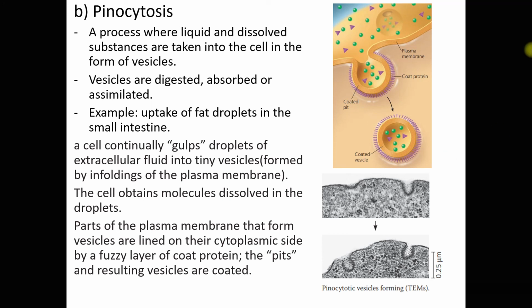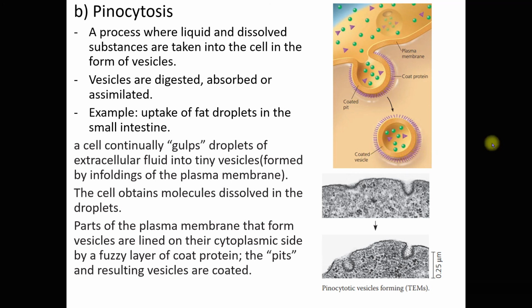Let me rephrase that. Phagocytosis involves solid particles being brought into the cell. Pinocytosis involves liquid or dissolved substances into the cell. So pinocytosis is a process where liquid and dissolved substances are taken into the cell in the form of vesicles. You can see it here. Alright, this is how these liquid and dissolved substances are being taken into the cell in the form of vesicles. So these vesicles are digested, absorbed, or assimilated by the cell.